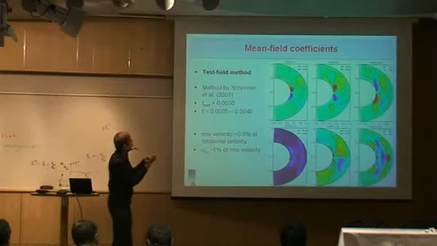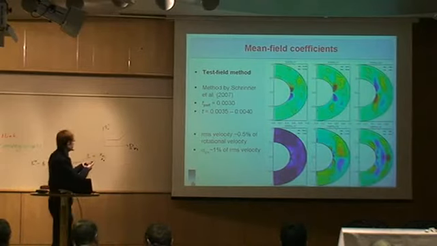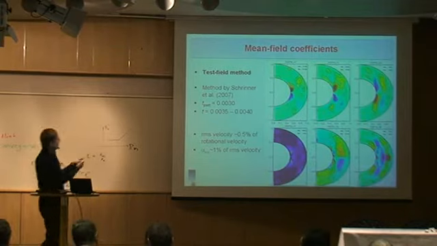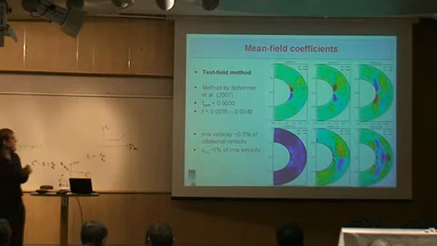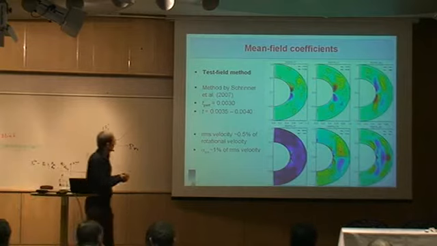If you ask for the amplitude of this, then you can say that this alpha phi phi here, as I've measured, is about 1% of the RMS velocity in the system, which is relatively weak.